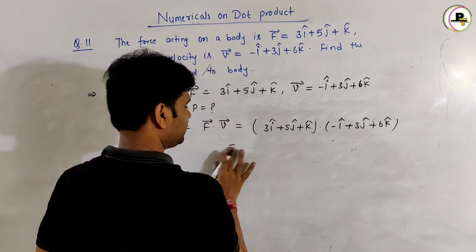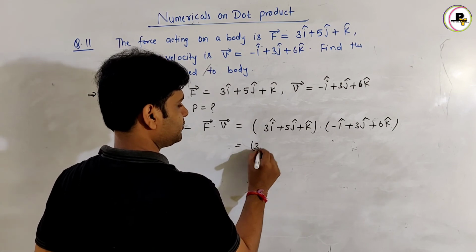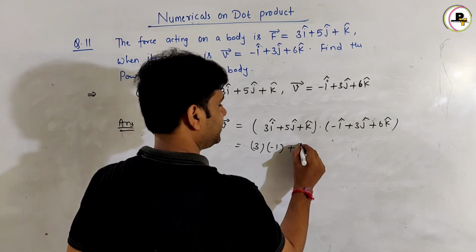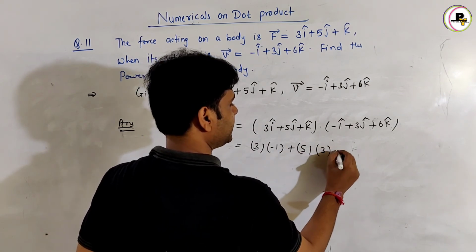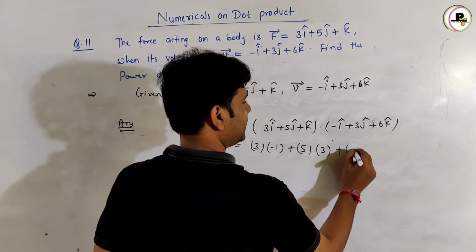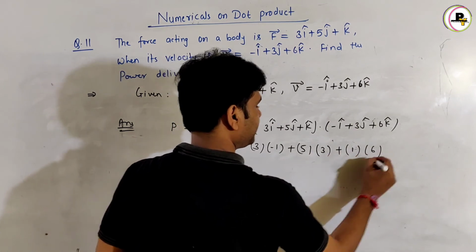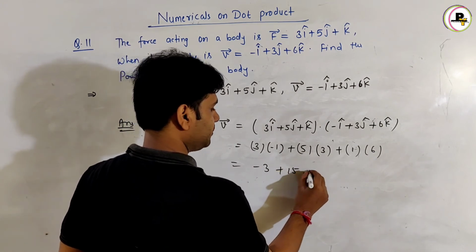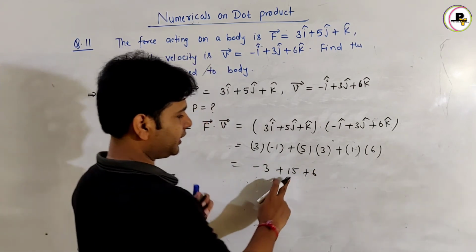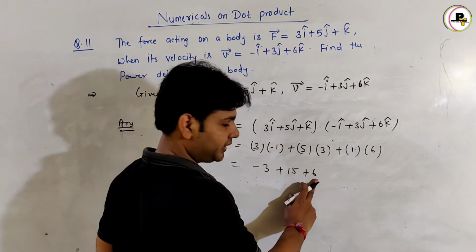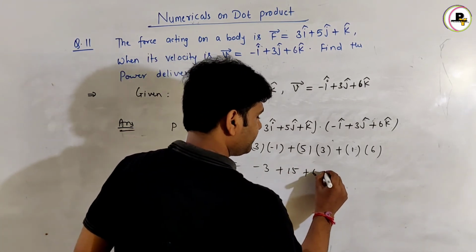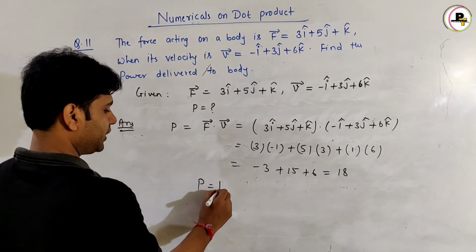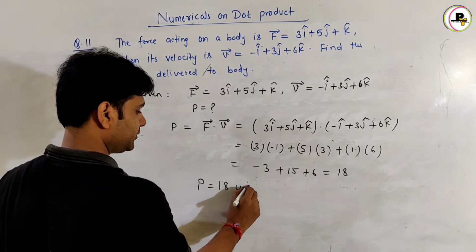3 into minus 1, plus 5 into 3, plus 1 into 6, and this value is equal to what? Minus 3 plus 15 plus 6, and therefore I get what? 15 plus 6 is 21, minus 3 is 18. So this is the value of power, which is 18 units.